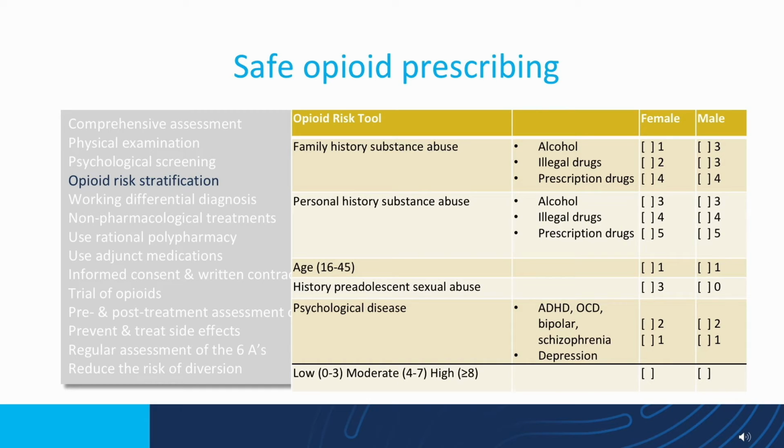You have to risk stratify your patients. You've got to pause. You've got to think about if this is appropriate. The opioid risk tool is a very simple tool. It's validated. You should be using some form of screener. I'll go through it. There are 5 steps. Is there a family history of substance abuse? Is there a personal history of substance abuse? Are they young, 16 to 45? Is there a history of pre-adolescent sexual abuse?